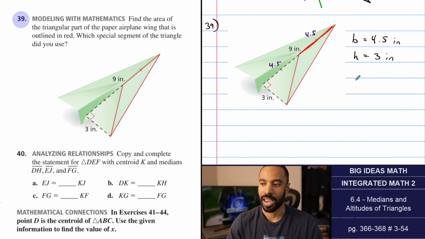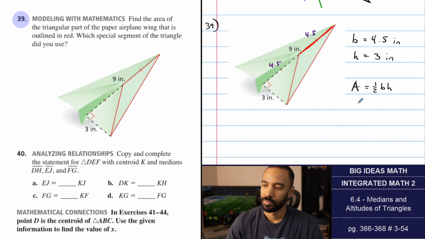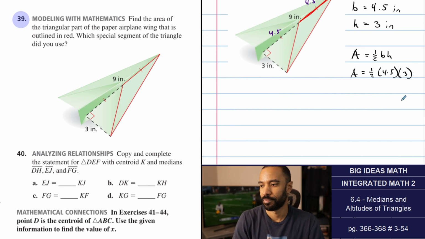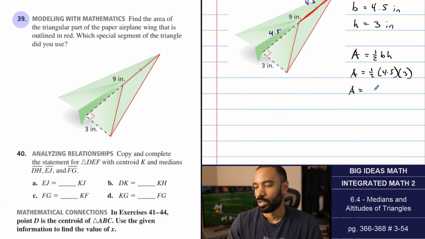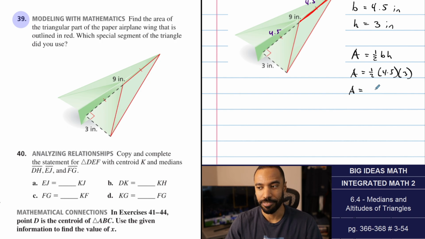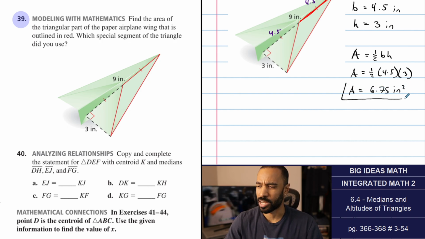Height is 3. Now the area of the triangle is 1/2 base times height, which is going to be 1/2 of 4.5 times 3. 4.5 times 3 is 13.5, and half of that is 6.75. So 6.75 square inches.